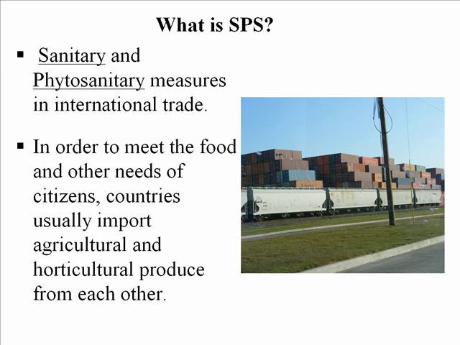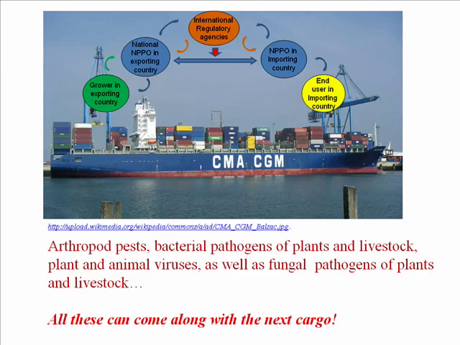In order to meet the food and other needs of citizens, countries usually import agricultural and horticultural produce from each other. Unfortunately, imported agricultural and horticultural produce sometimes comes with pests and diseases with which they have been associated in their home environment. Imported agricultural and horticultural products are therefore a pathway for introducing pests and diseases into new environments.